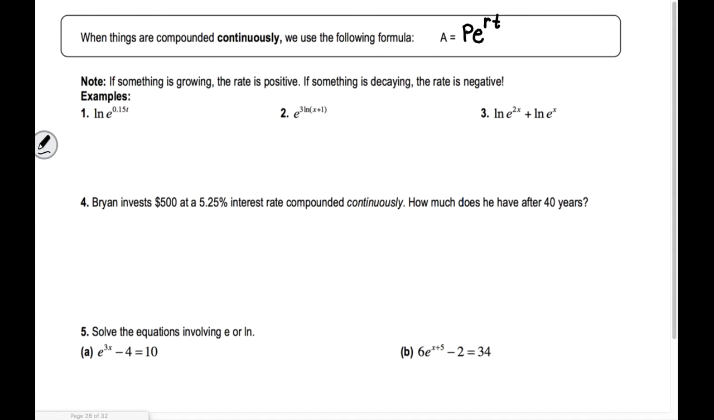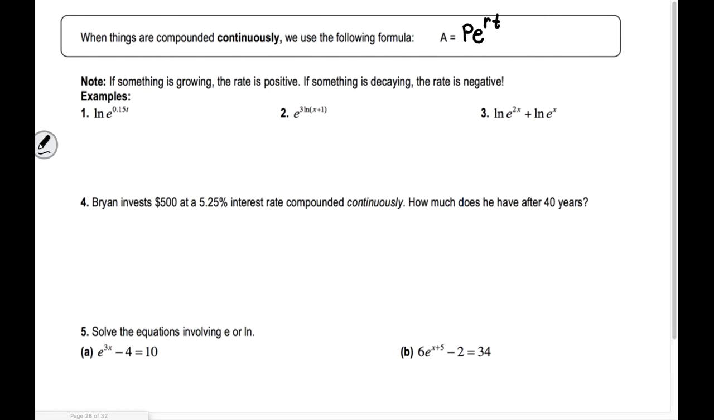All right, so it says, if something's growing, the rate is positive. If something's decaying, the rate is negative. So if R is a negative number, it means that it's going to decay. But if the R value is a positive number, it means it's going to grow.